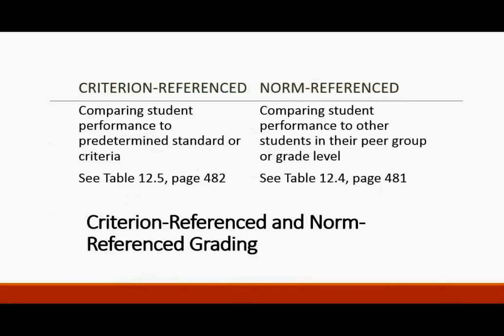So we have two types of referencing when we talk about grading. We can compare the student performance to a predetermined standard or criteria. This is a perfect paper. I want your paper to look like this. It's criterion referenced. Or we compare student performance to other students in their peer group or grade level, and that's called norm referencing.